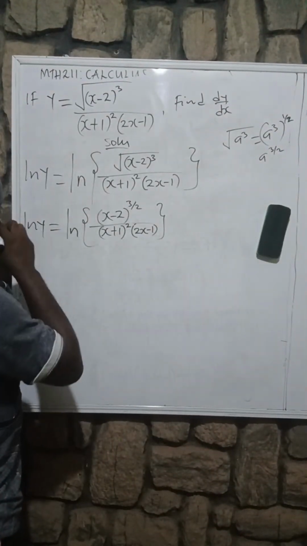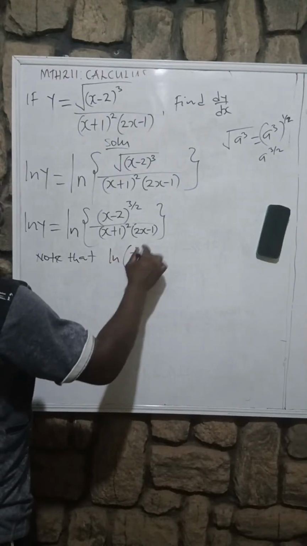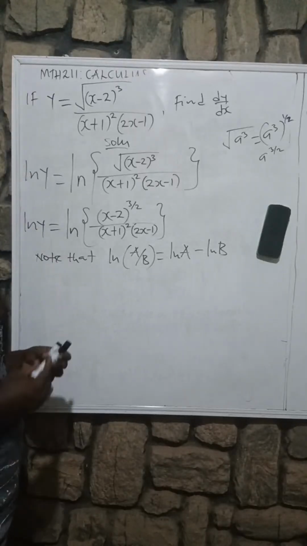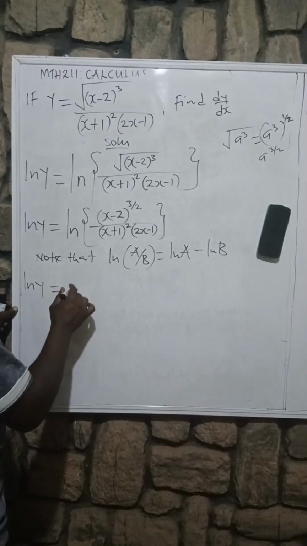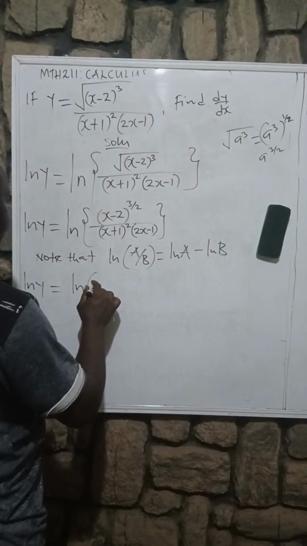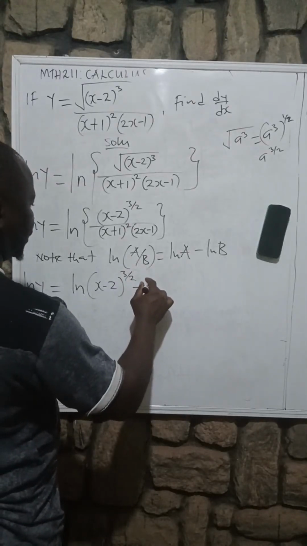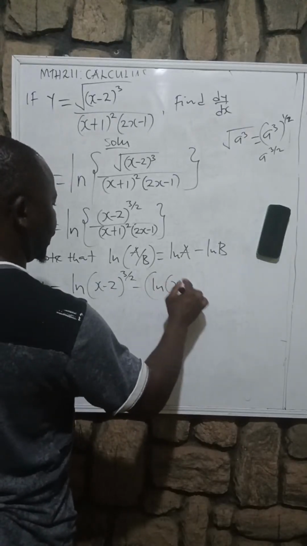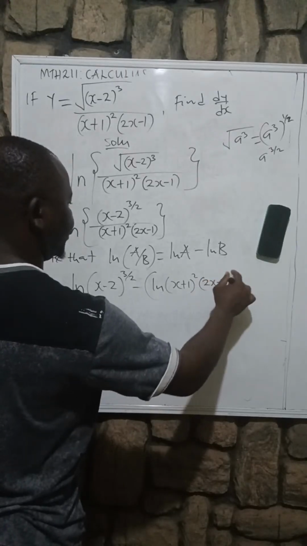or second law? We are supposed to consider the second law that says, note that ln of (a over b) is going to give us ln a minus what? ln b. True or false? True, right, class? Okay, so if you agree with me, the left answer will be ln y equals ln of (x minus 2) raised to the power of 3 over 2, then minus ln of (x plus 1) all squared times (2x minus 1). True or false?